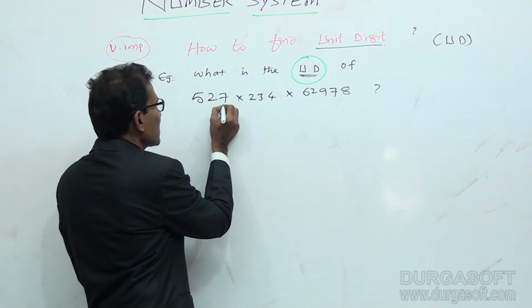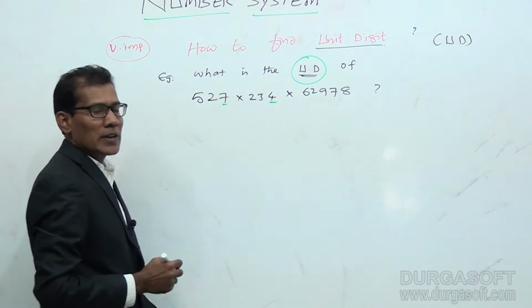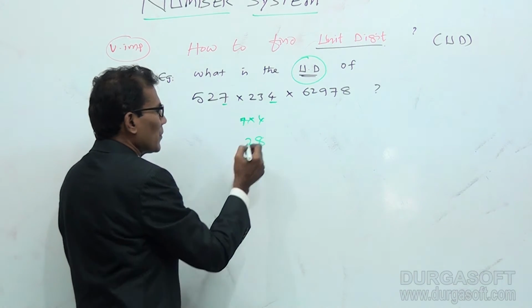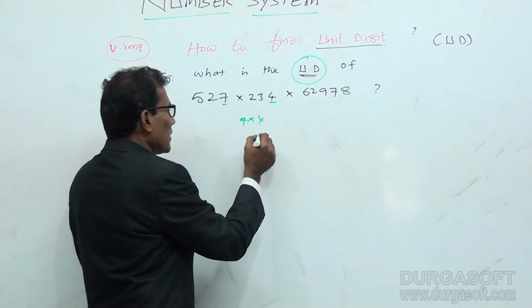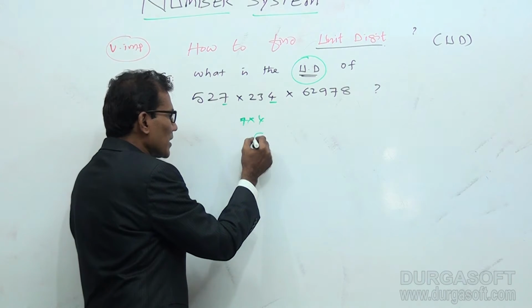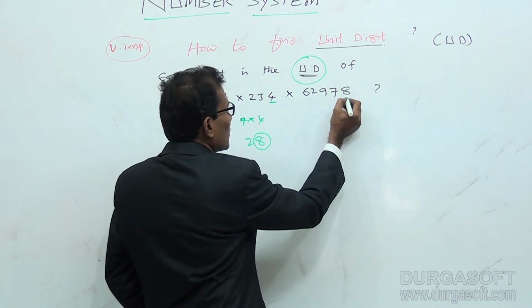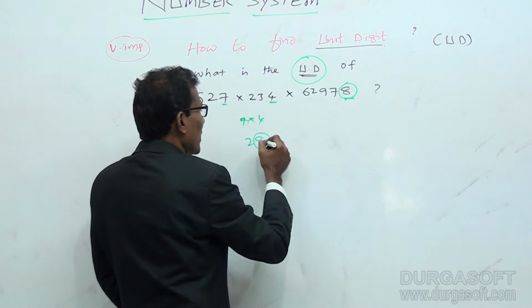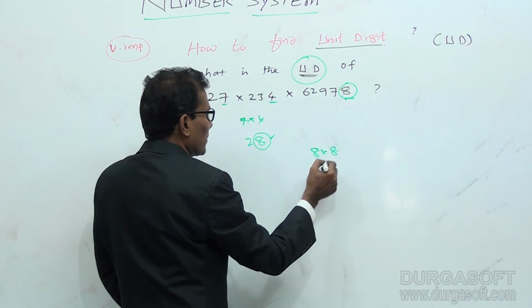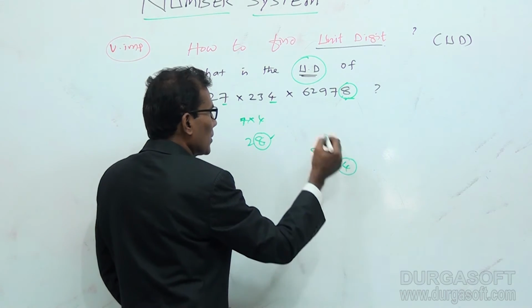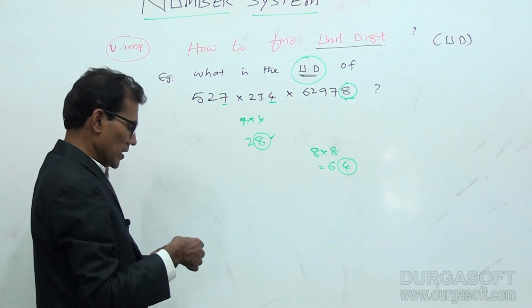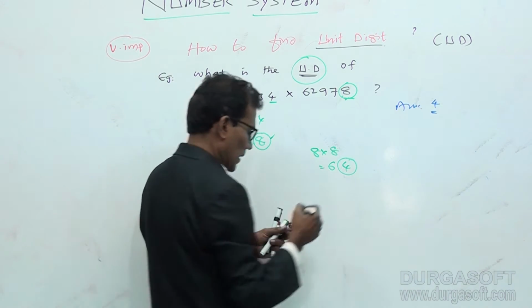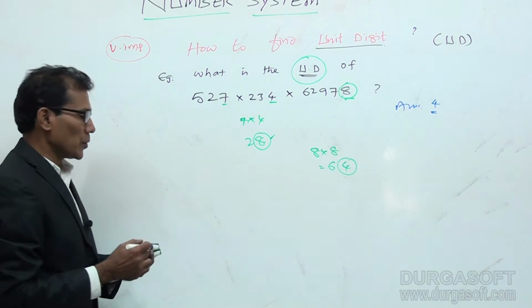Here the unit digit is 7 and here the unit digit is 4. Just multiply these two, 7 into 4, which is 28. Ignore the 2, take only the unit digit 8, and here take the unit digit of the next number, 8. Just multiply these two numbers, this and this. So 8 8s are 64. In this the unit digit is 4. So for this question your answer is going to be just 4. It takes hardly 2 to 3 seconds if you practice.